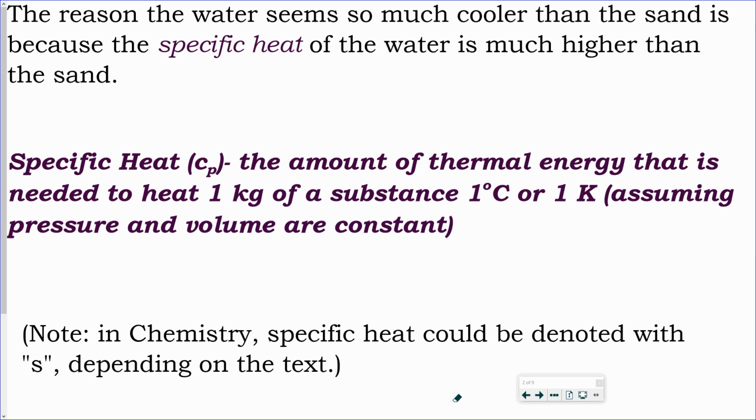So from that, we can get the following definition. Specific heat is the amount of thermal energy that is needed to raise 1 kilogram of a substance 1 degree Celsius or 1 Kelvin. And then we have to make sure that the pressure of the surroundings and the volume always stays constant. If those change, the rule changes. Another note here is that the symbol used in this text for specific heat is lowercase c sub p. However, you're going to revisit thermal energy and specific heat in IB chemistry or another science class. So you might see it denoted with lowercase s, they mean the exact same thing.